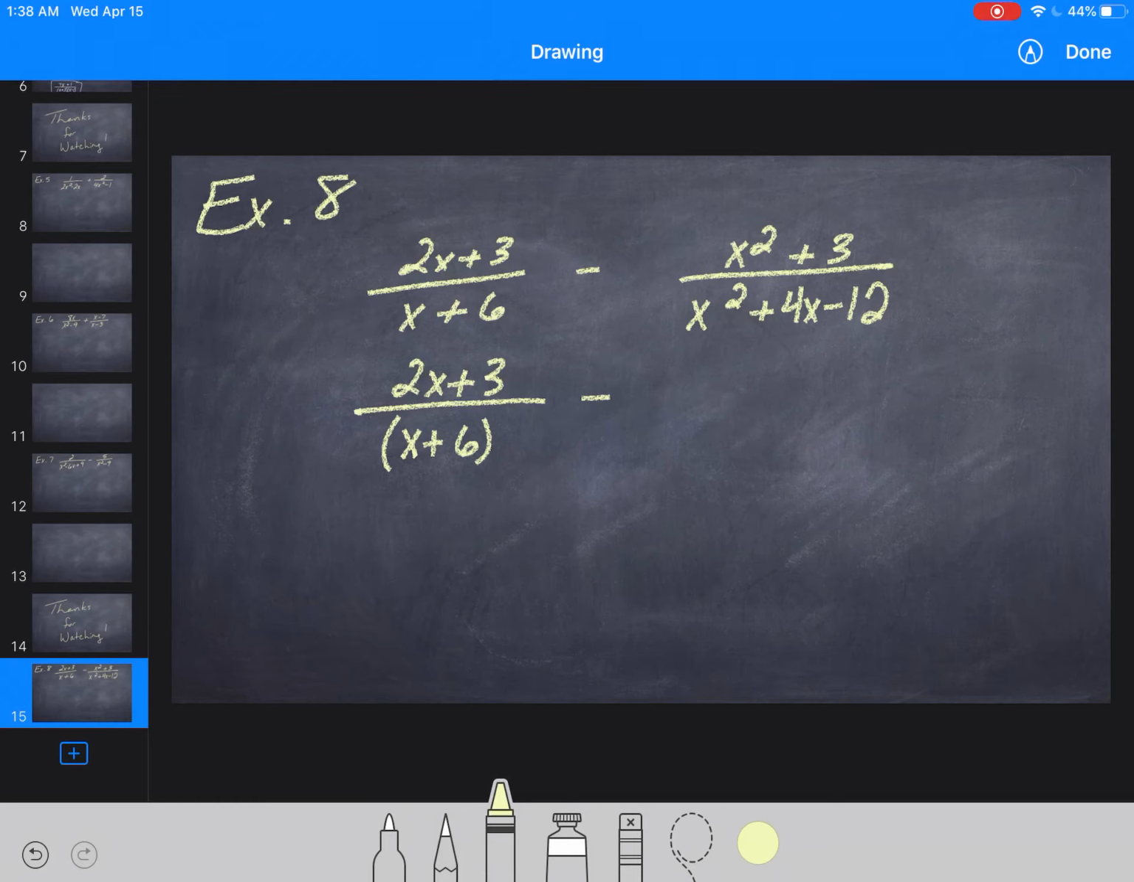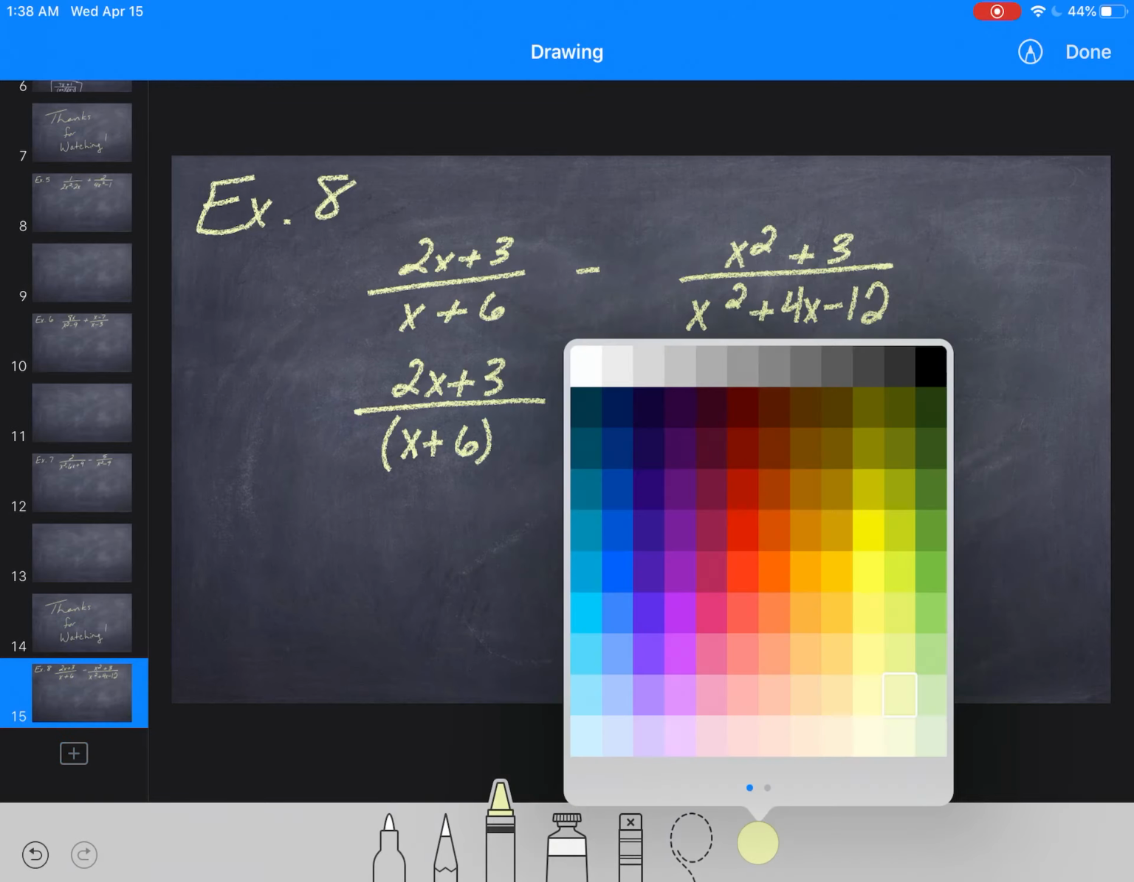I can see that I can factor my second denominator using MIFTERM. You can pause here so you can factor. I end up getting (x² + 3) all over (x + 6)(x − 2). Now I'm going to figure out what my least common denominator is.